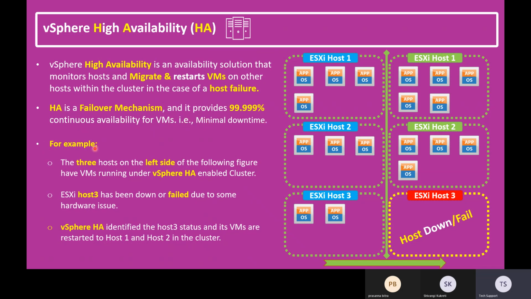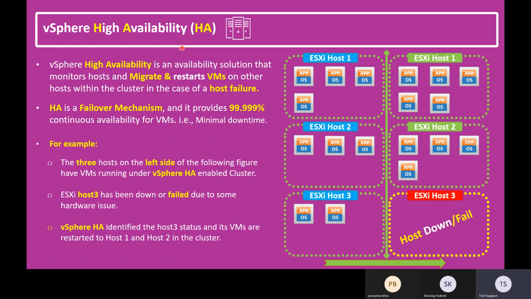Okay, and for example, the diagram says the same point I highlighted here. The highlighted point is that three ESXi hosts on the left side of the following figure have virtual machines under the vSphere HA enabled cluster, and host 3 has been down or failed due to some hardware issue. And vSphere HA identified the host 3 status and its VMs are restarted on ESX1 and ESX2 in the cluster. Okay, that is how the HA is working.